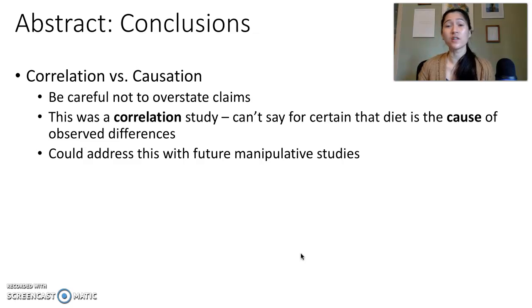We do not have a definitive explanation for the cause at this point. We've just identified some potential correlations. So to say that explicitly, we can't say for certain that diet is the cause of the observed differences because of the nature of this particular study.